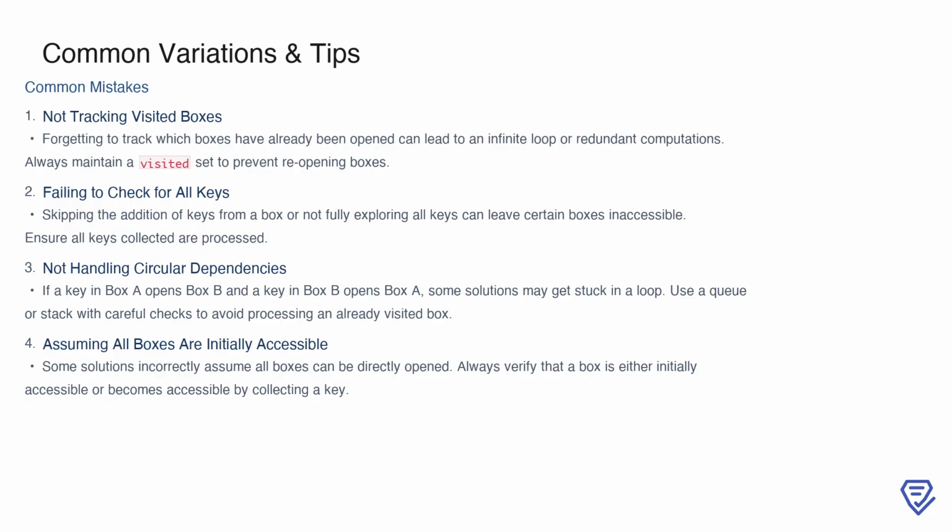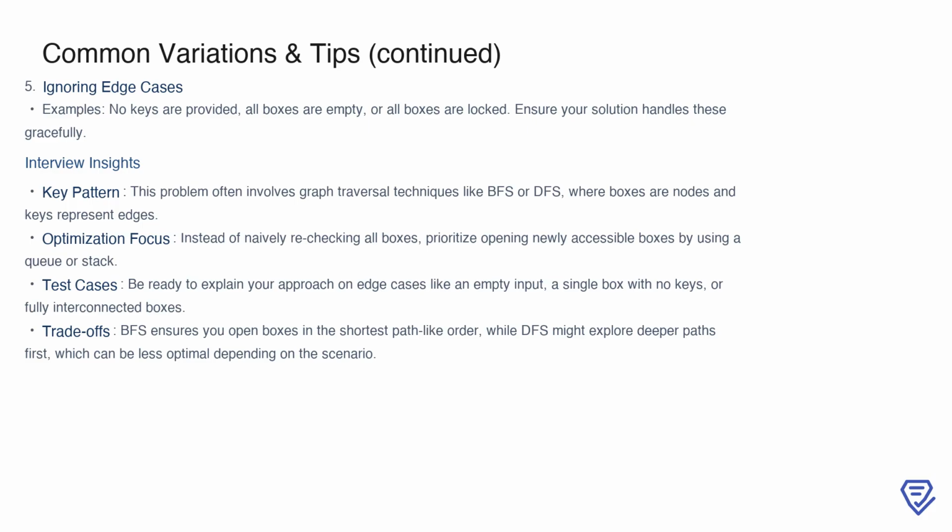Finally, don't assume that all boxes are initially accessible. Many solutions overlook the fact that some boxes may be locked from the start and only become accessible later when you collect the right key. Always verify whether a box is accessible either at the beginning or as you progress through the keys. It's also critical to handle edge cases properly. For instance, what happens if no keys are provided, or all the boxes are empty, or all the boxes are locked? These scenarios need to be addressed to ensure your solution is robust.